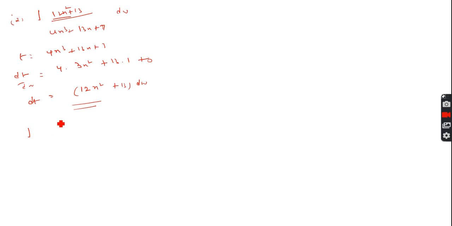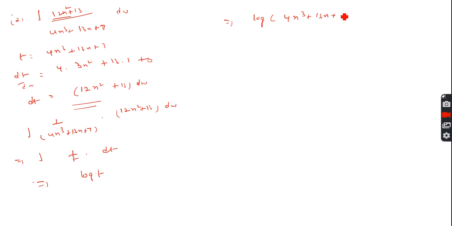So the integral is equal to 1 by (4x cubed plus 13x plus 7) into (12x squared plus 13) into dx. So we get 1 by t into dt, and the integration of 1 by t into dt is nothing but log t. So finally we substitute t. What is t? The answer is log of 4x cubed plus 13x plus 7.